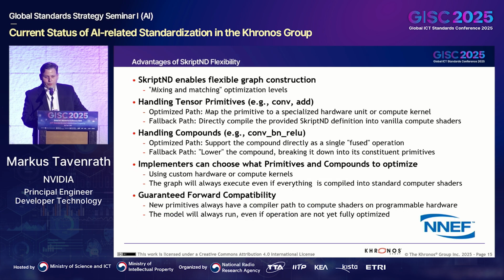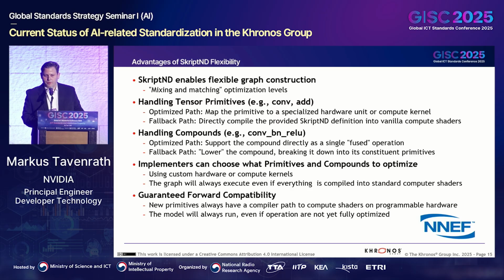And for an implementer, well, there are two ways to handle those. First, you can handle the tensor primitives through an optimized path, meaning you know a primitive, you map it to a specialized hardware unit or compute kernel, and everything is good, or you go fallback path and compile the SkriptND into some compute shader. If you have compounds like a convolution followed by batch norm, followed by ReLU, if you know this fused operator, you just provide it and use it.